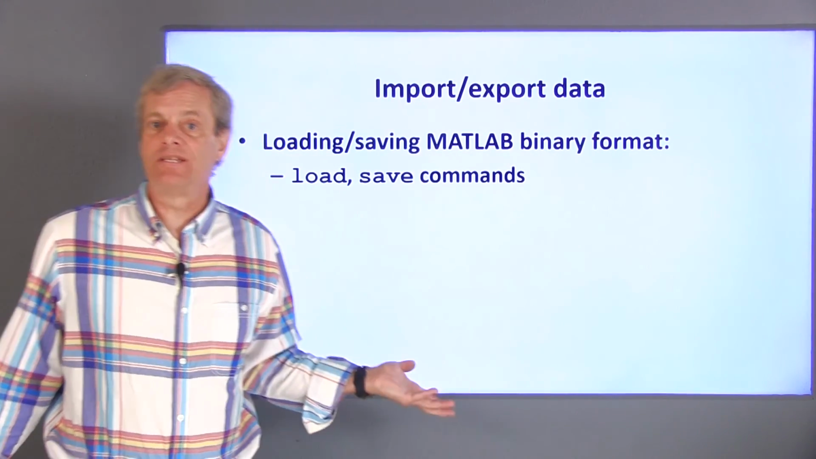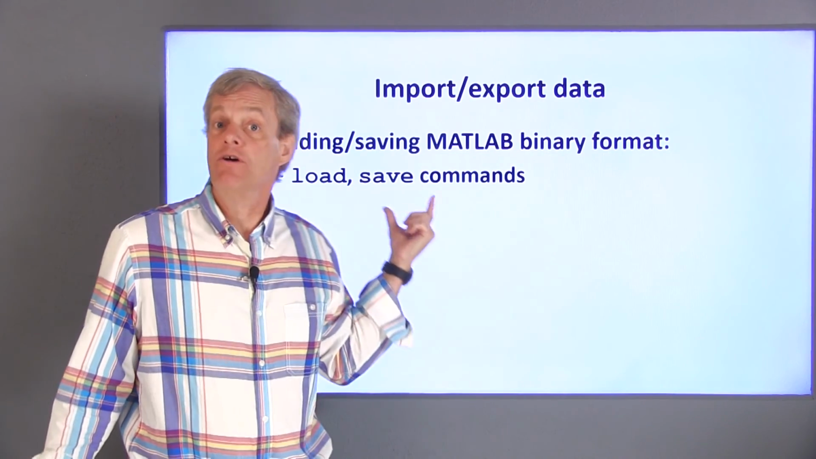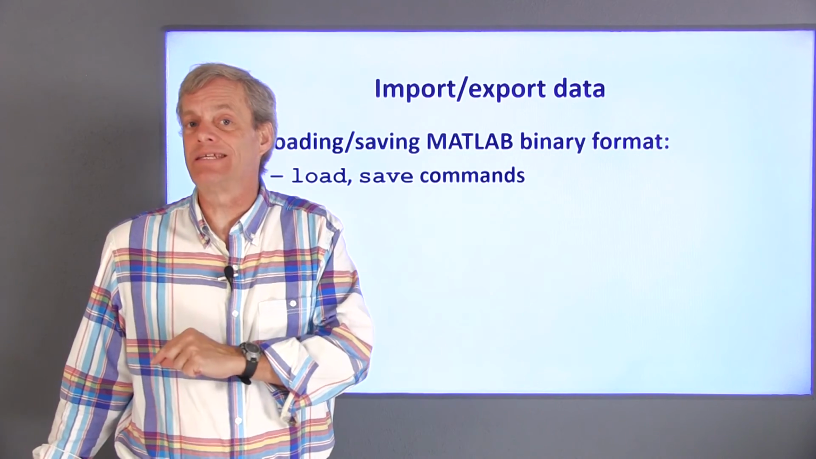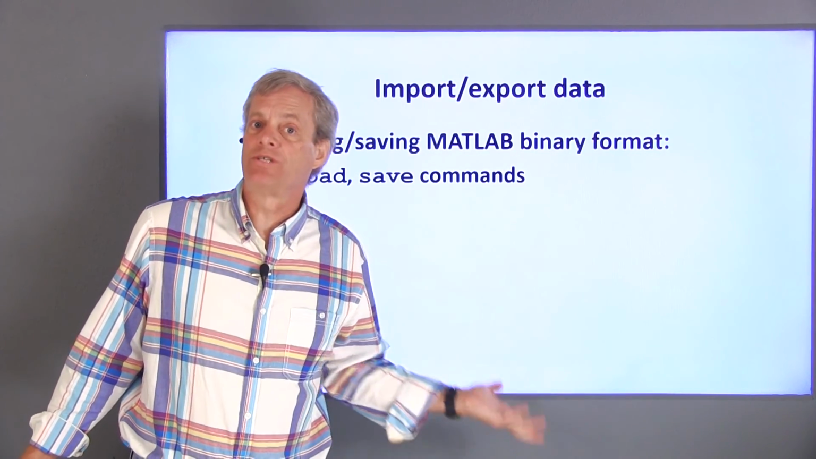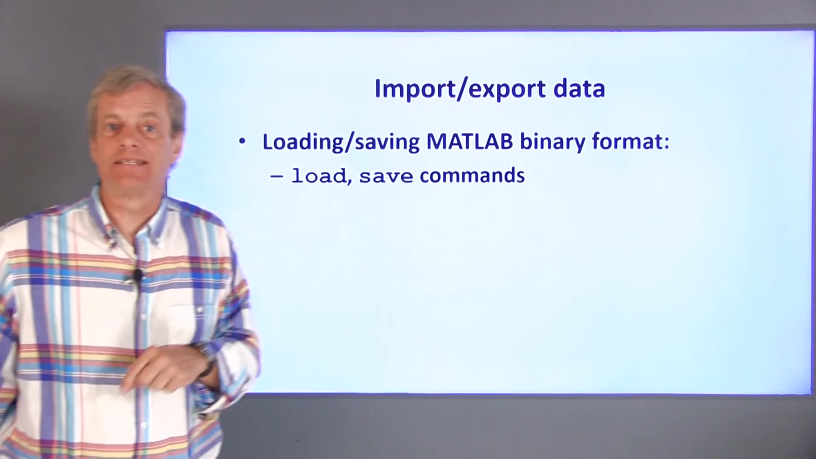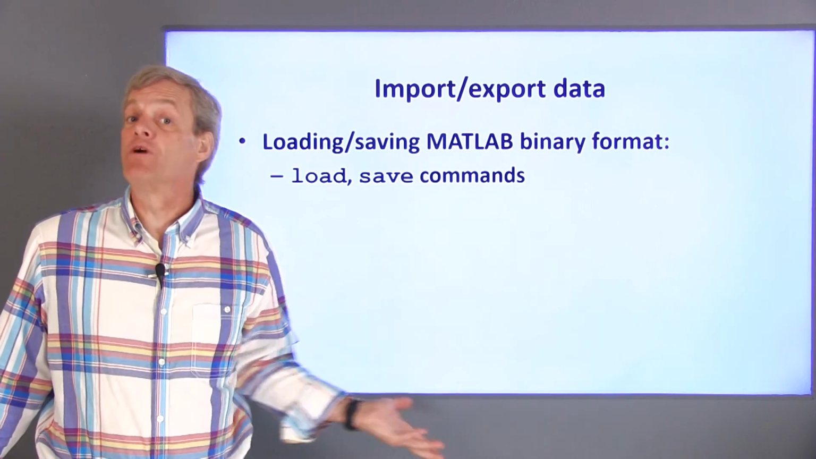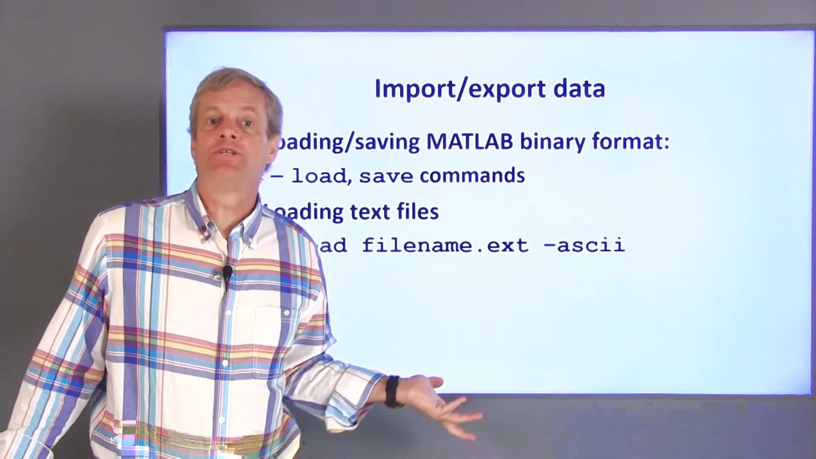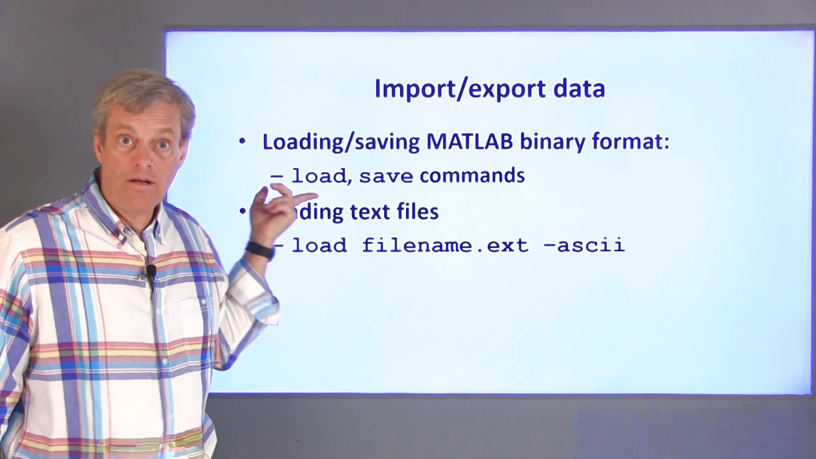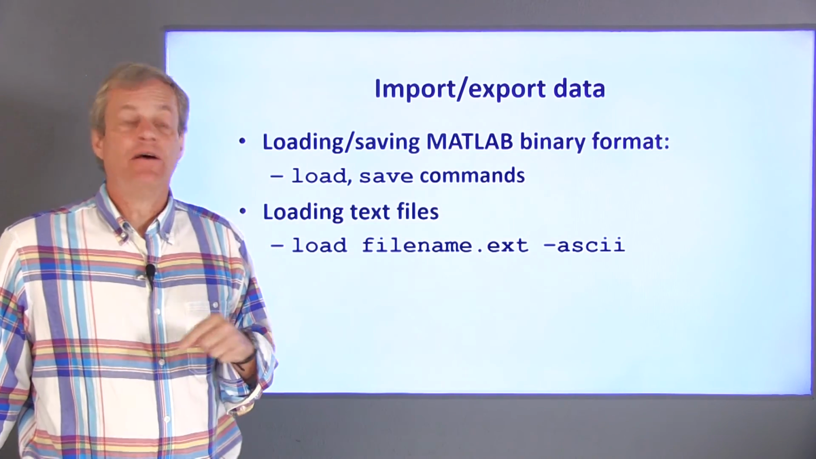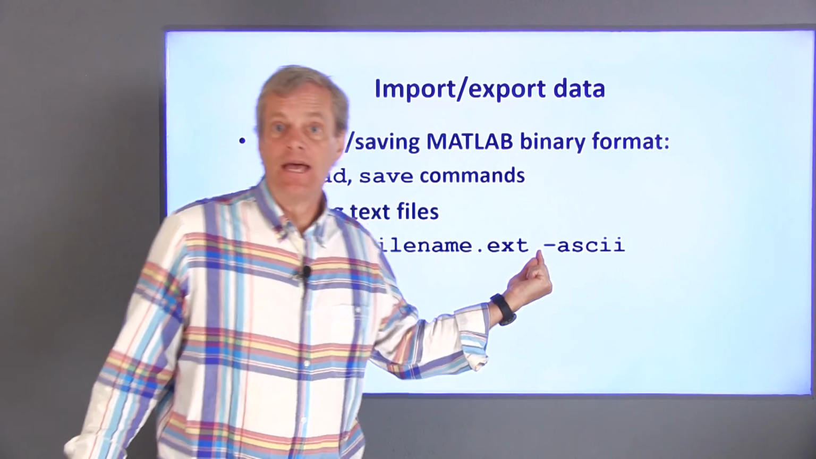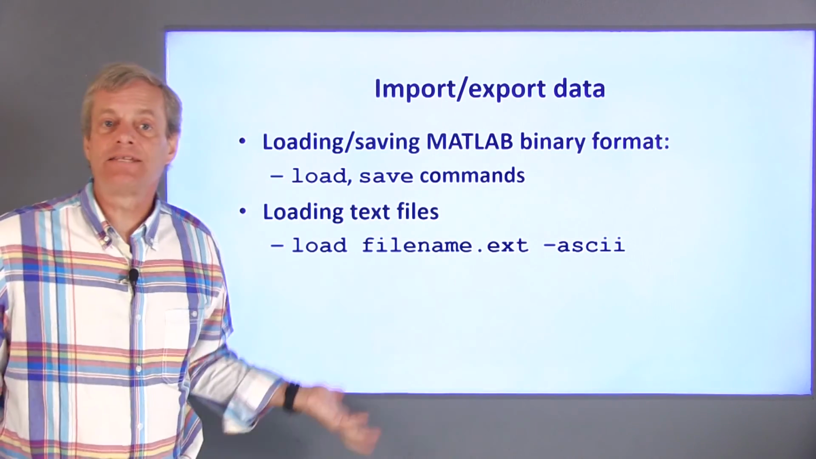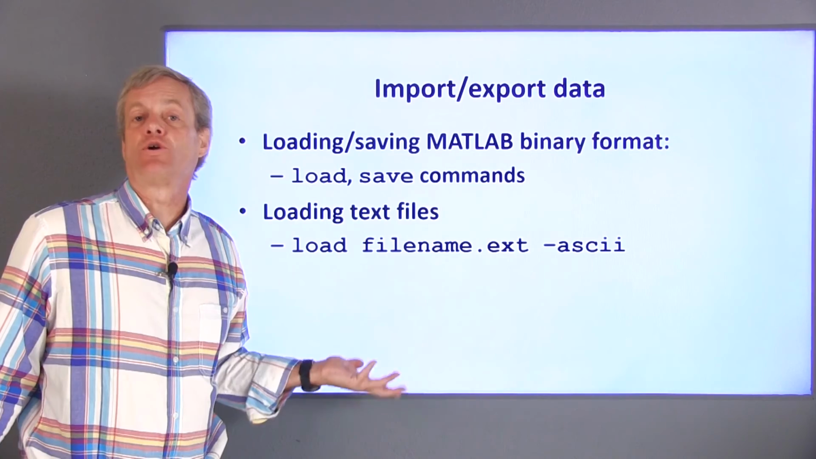The simplest use is simply the command load or save, followed by a space, and then the name of the file you want, without an extension. This approach loads or saves a file with a .mat extension of the specified name from the current folder. To load text files, the simplest approach is to use the load command as above, but with an extension on the file name, then another space, and a -ASCII specifier. This will load an ASCII file of the specified name from the current folder.